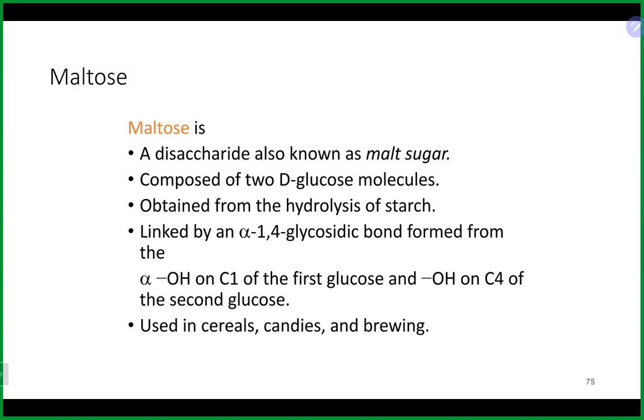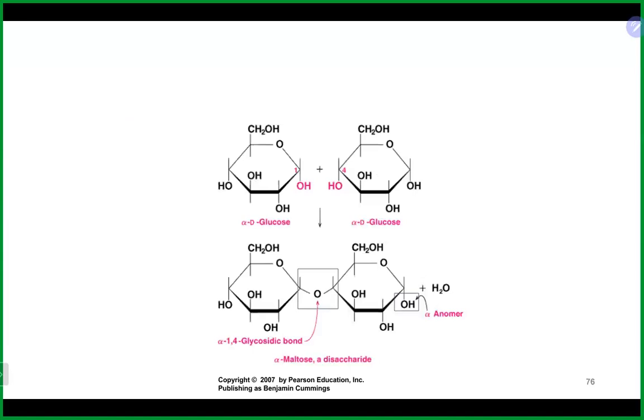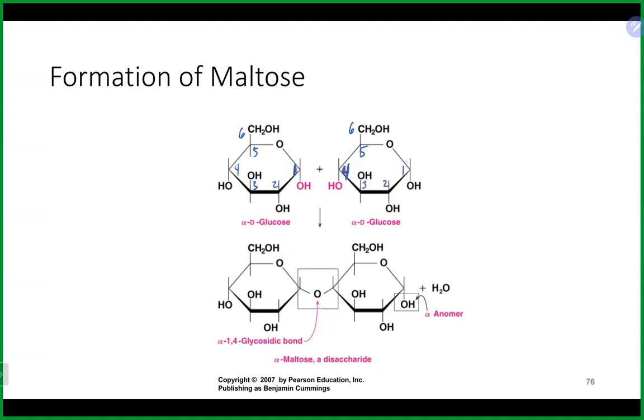So let's take a look at that bond so we can see what that means instead of just looking at the names. These are two glucose molecules on top. If we were to number the ring, like we just did when we were drawing those, that would be carbon 6, carbon 5, carbon 4, carbon 3, carbon 2, and carbon number 1 right there. Same thing on this one: carbon 6, carbon 5, carbon 4, carbon 3, carbon 2, and carbon 1.